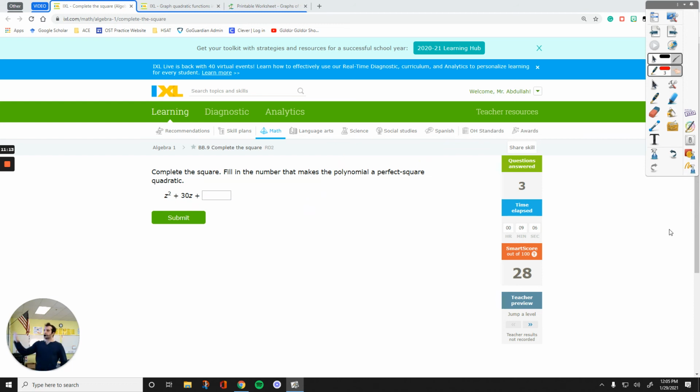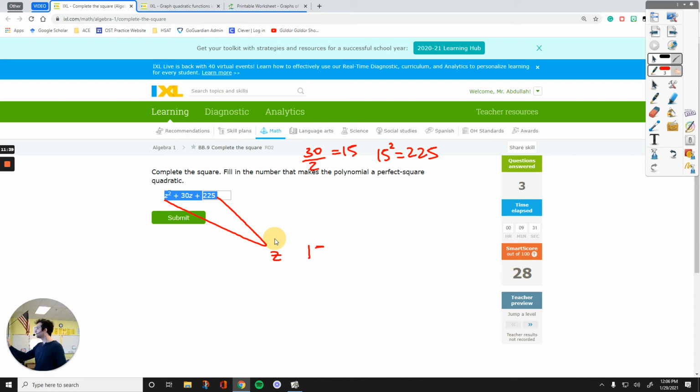Now this right here, 30 over 2 is 15. 15 squared is 225. So that number is going to be 225. Then again, you use the numbers and the variables z and 15. The sign in between them should be plus, squared. That's how the square form looks.